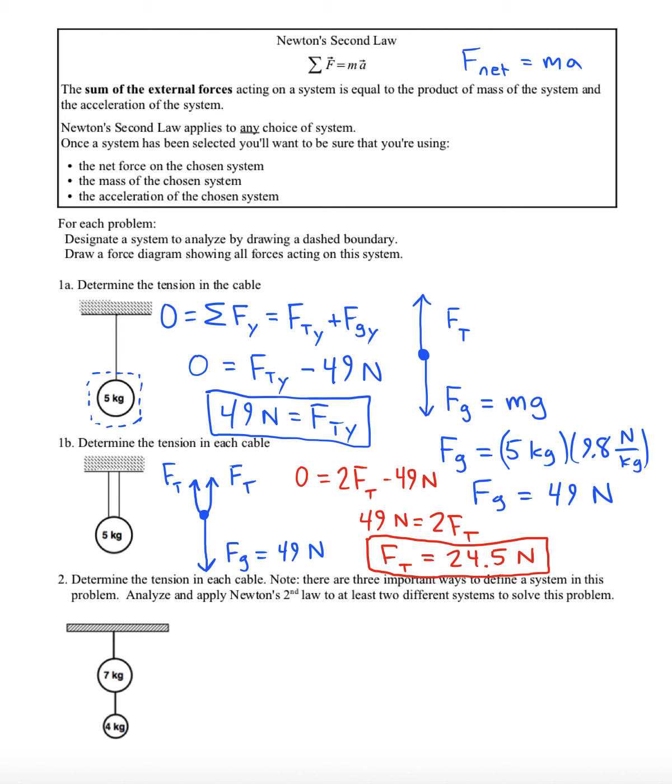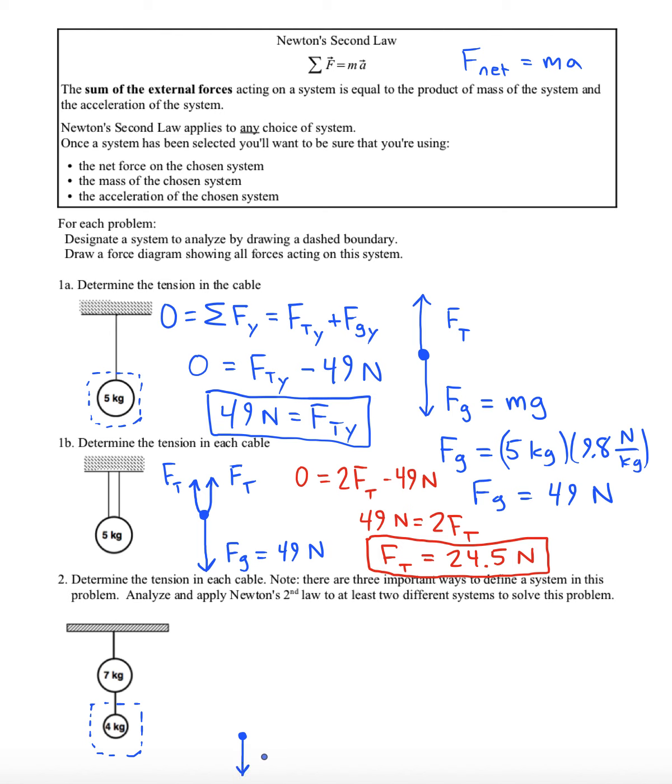But what about this problem? Here we'll see how the designation of system really can help us solve problems that otherwise would be impossible to solve. The first thing I'll do is I'm going to find the tension in the lower cable by just analyzing the 4 kilogram object.